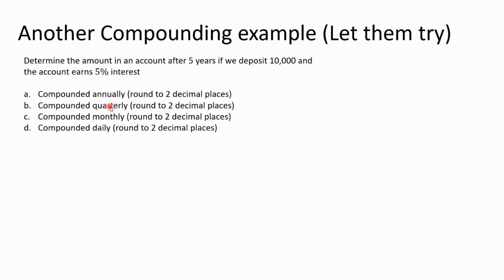So you'll do all these here. Annually is once a year. Quarterly, that's 4 times a year. Monthly is 12 times a year, once a month. And daily is once a day, so that's 365. That's what the N's are.